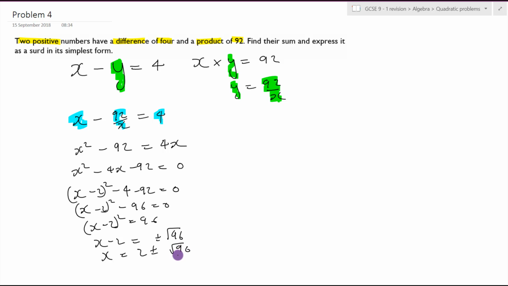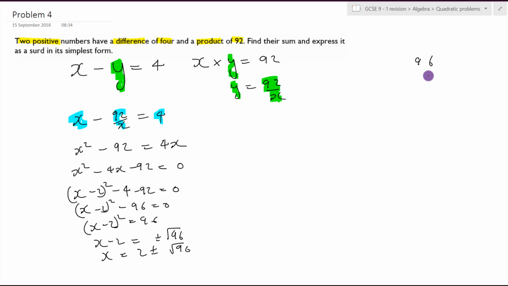I want to simplify this to make life a little bit easier. We know that both numbers will be positive. So this is not going to be minus root 96, because that's going to be at least as big as 9, which is bigger than 2. So it's going to be 2 plus root 96.